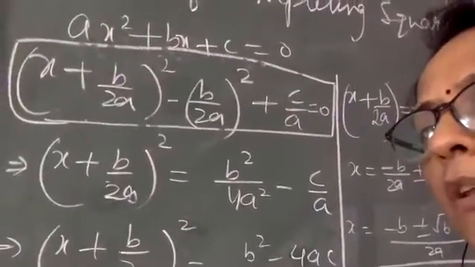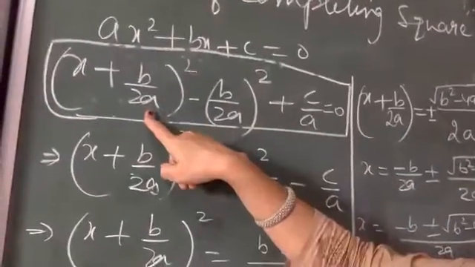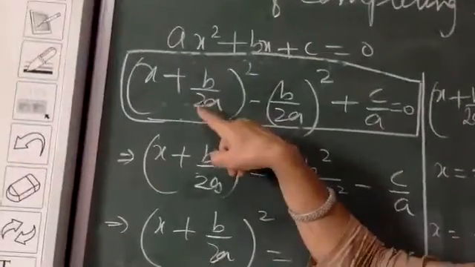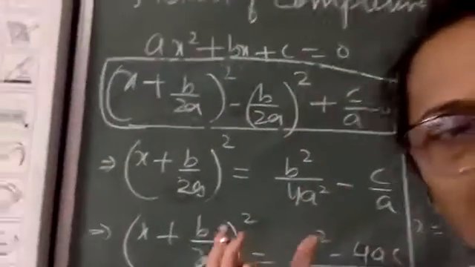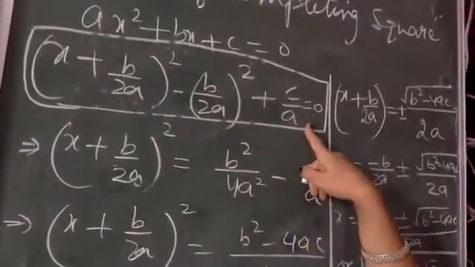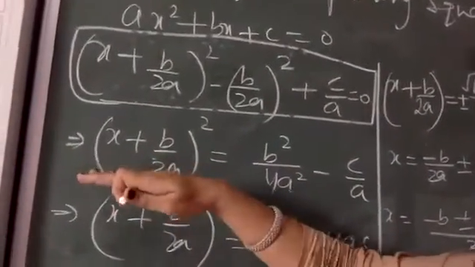Now after using this formula, we will see here x plus b upon 2a whole square. This is the completing square. This completing square will not be opened at all, because it is a complete square, so we will not open it, okay? Then minus b upon 2a whole square plus c upon a is equal to 0. As it is a completing square, we don't have to open it.